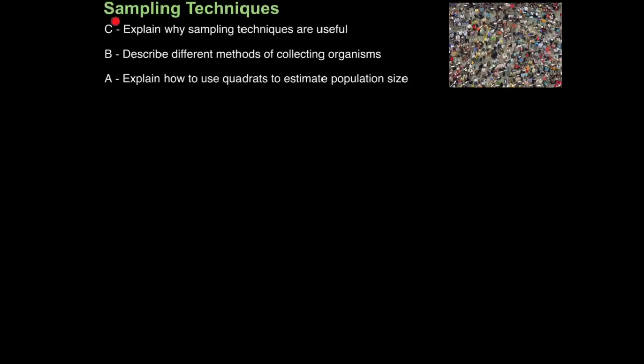In this lesson, we're looking at sampling techniques. The first aim is to explain why sampling techniques are useful, then describe different methods of collecting organisms, and finally explain how to use quadrats to estimate population size. A sampling technique is a way of recording and comparing data on organism distribution.